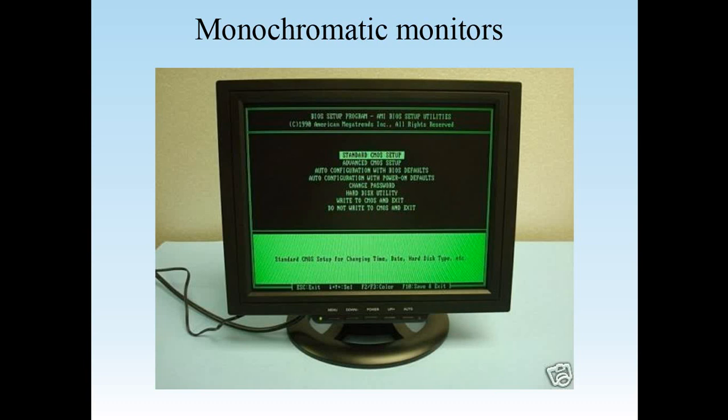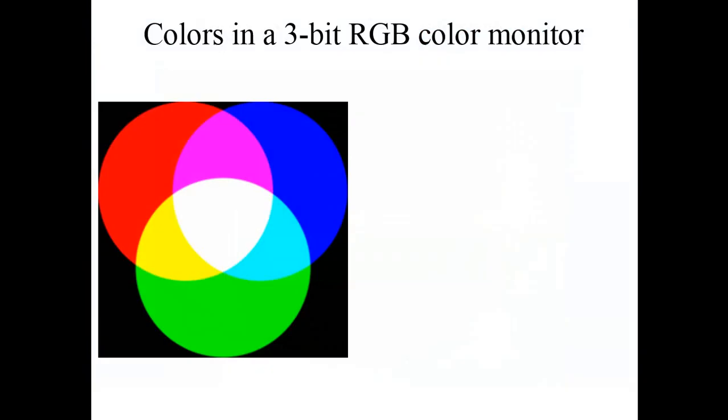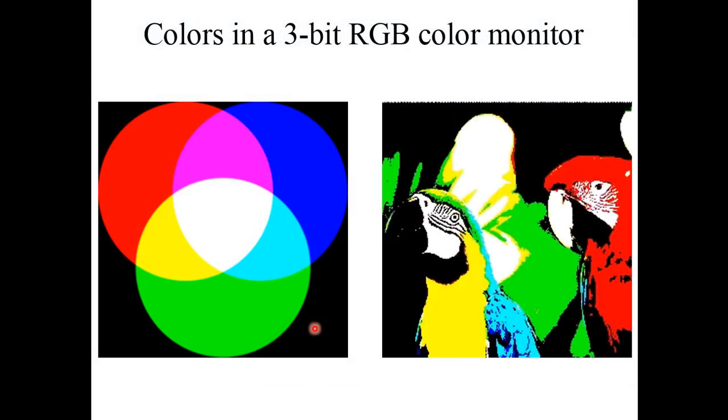The next generation of monitors were the monitors whose pixels could produce blue and red and green at the same time. If all of these three colors were on, you would be getting a completely white pixel. If they were off, you would be getting a black pixel, and then you could have different combinations. So it was a big development compared to the monochromatic monitors, but still was not very good. If you wanted to show this picture of parrots, this would be what you would be seeing. So further development was needed.